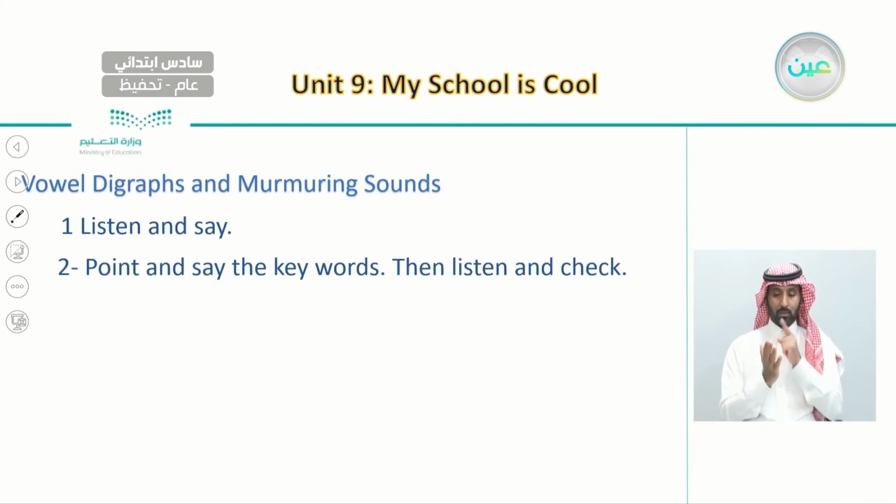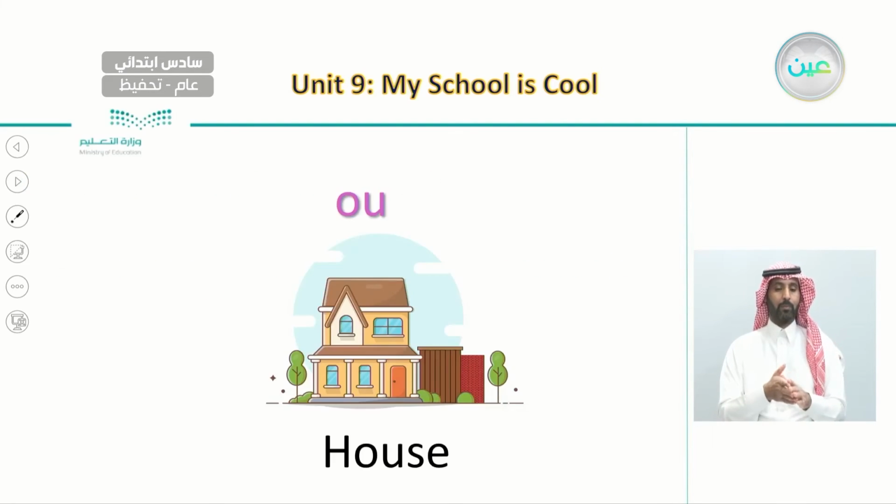So here what we're going to do with the vowel diagrams and murmuring sounds is first listen to the teacher and say these words, and after this it's important that we point and say the keywords and listen to them. So let's start with the first word we have with O and U, which is house. A house. This is a house. It has the sound of O and U.